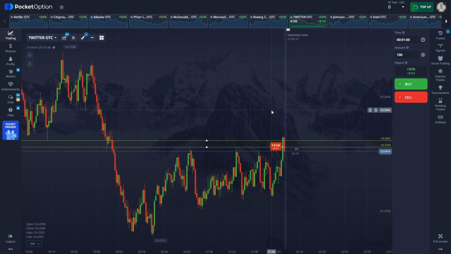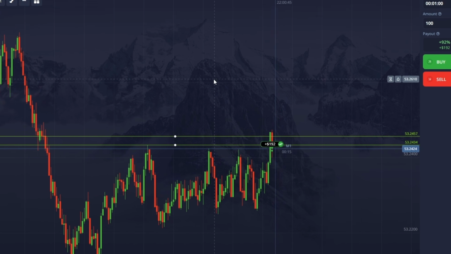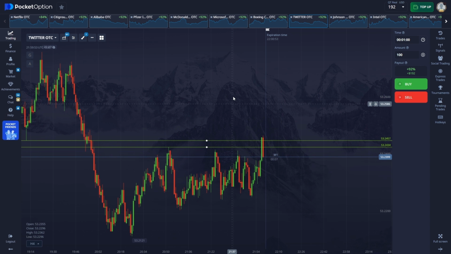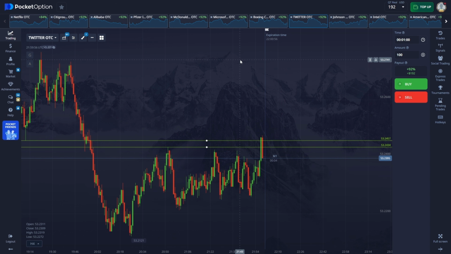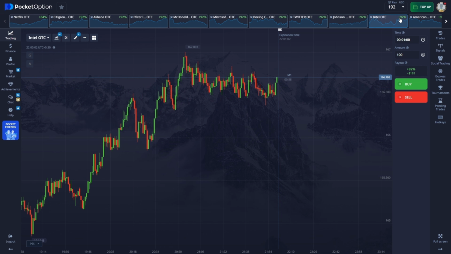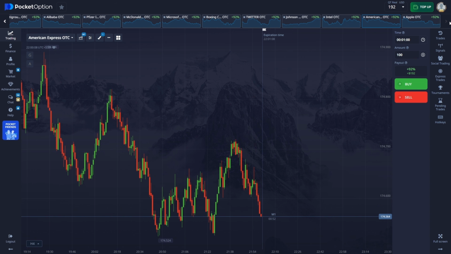With only a few seconds left, I won my first trade. So I won my first trade and my balance turned into $192. The market reversed exactly from the level. Now let's move on to the next asset. On American Express OTC, there was an upside move. Let me draw a trend line to see if it is valid or not.